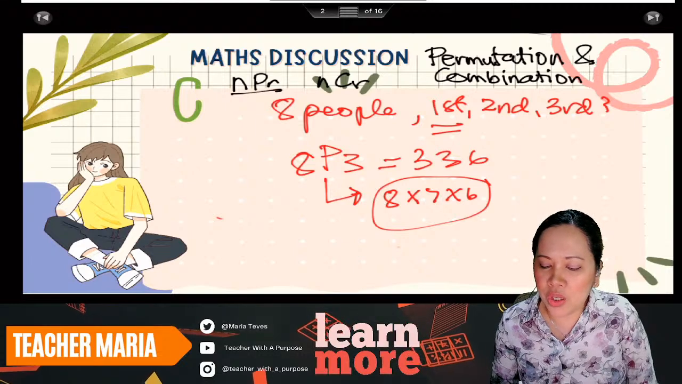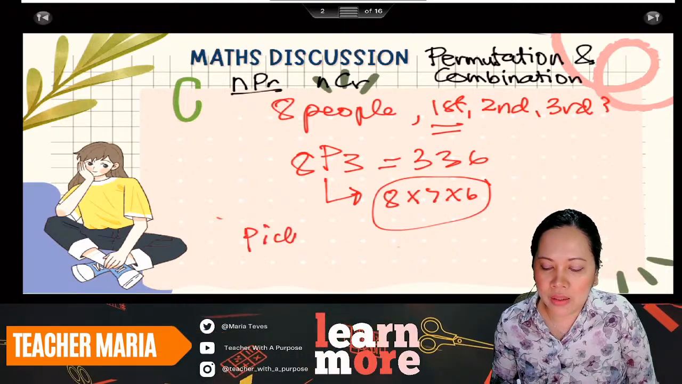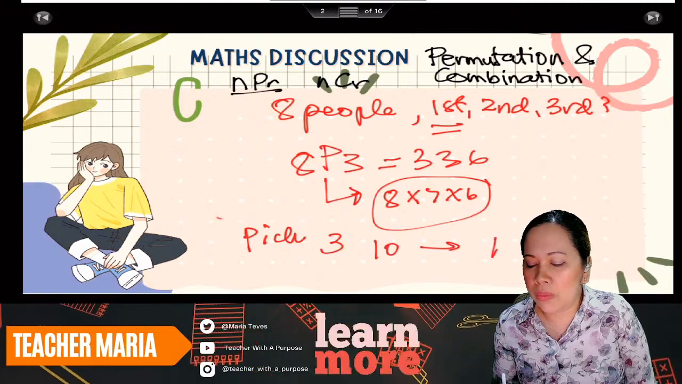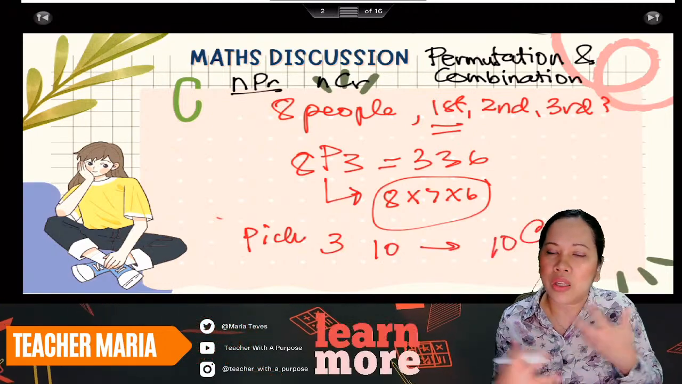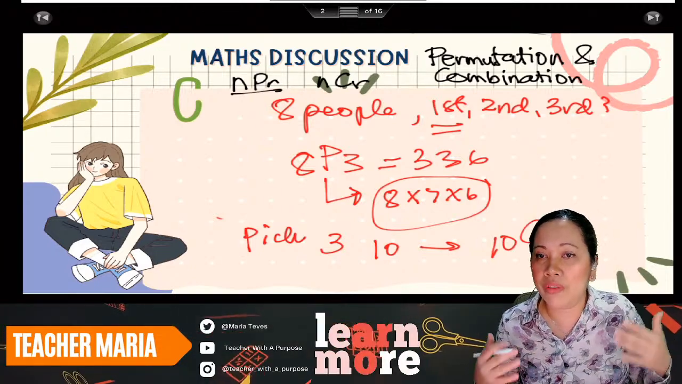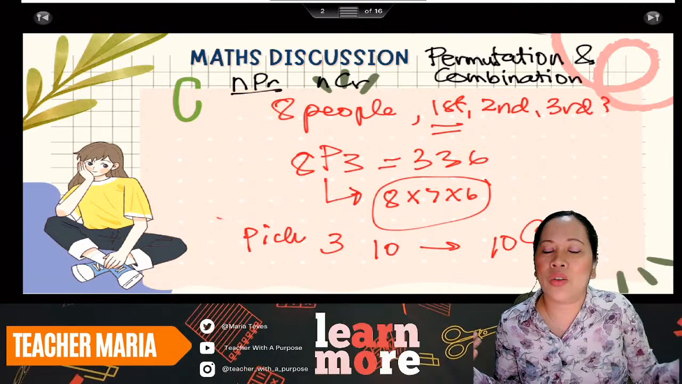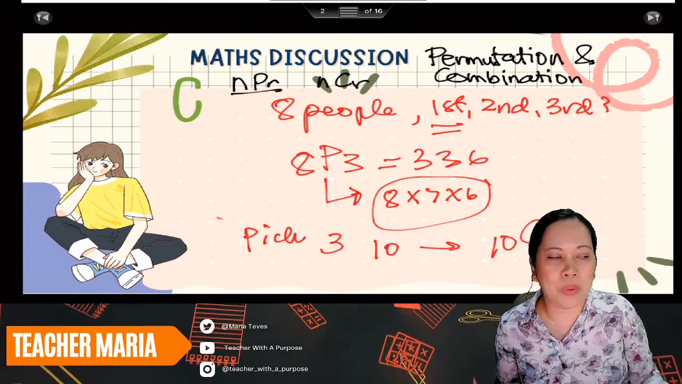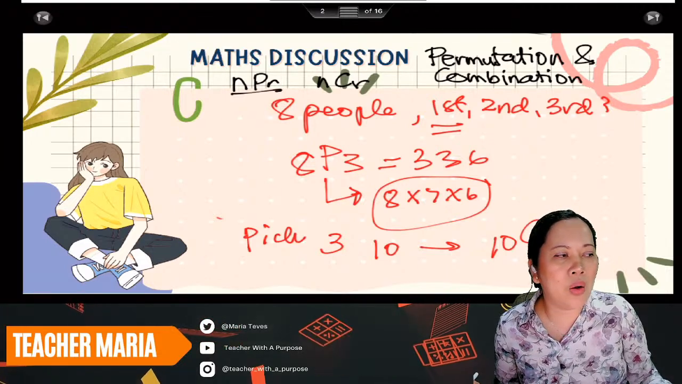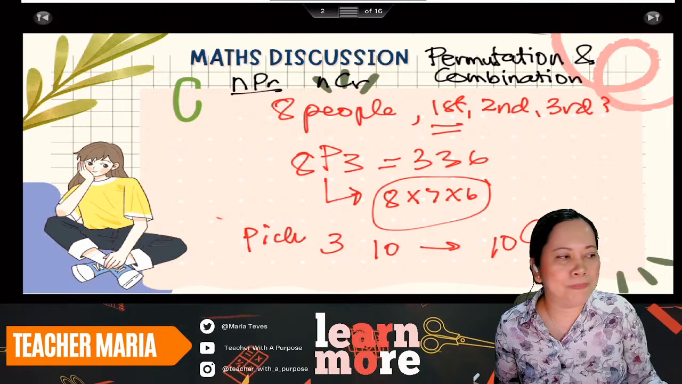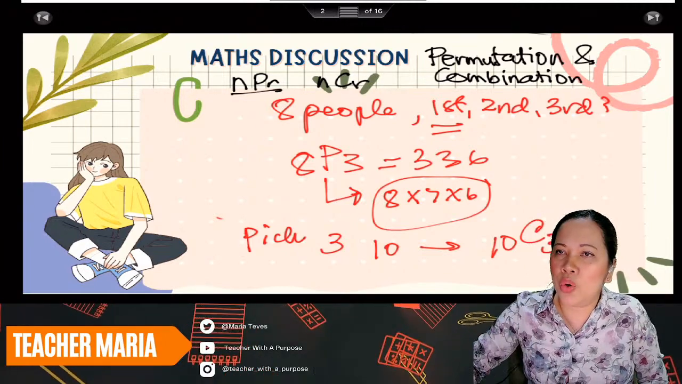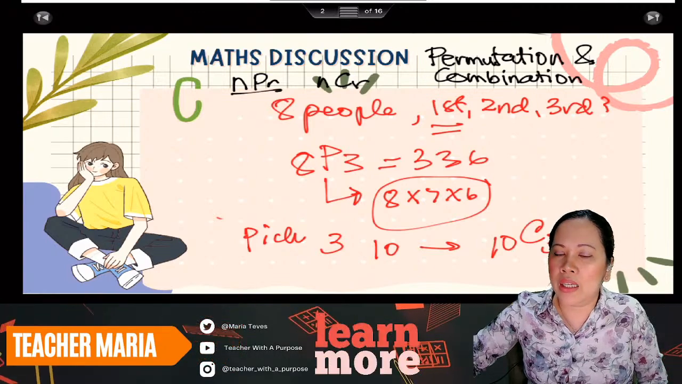But if the question was just to pick 3 people from a group of 10, that will only be 10C3, the combination of picking. But if you say that it should be the vice, the president, or the treasurer, then you use permutation. So basically that's how it should be. So that is your permutation and combination.